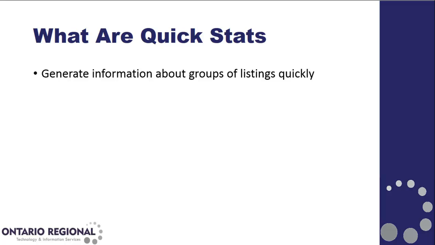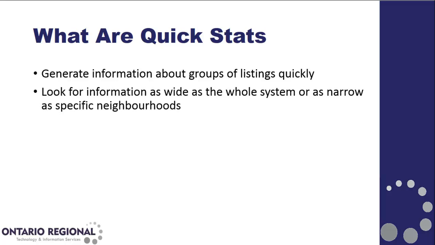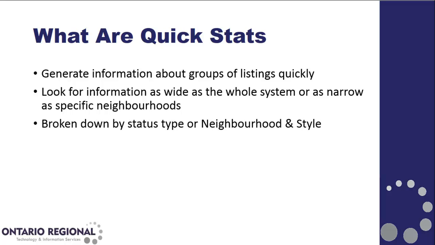Quick stats are a quickly generated report that can look at information from groups of listings that you can perform a search on. It can be as wide as the entire board or as narrow as a single neighborhood or price point. Now when the report is generated, it will be broken down by either status type or by their neighborhood and style.